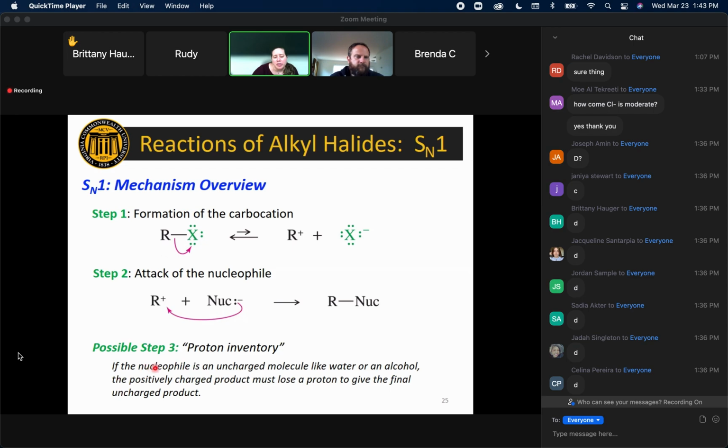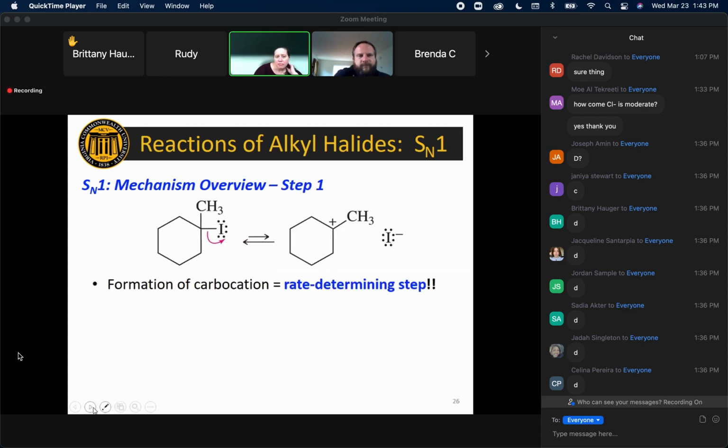We have a possible third step, which accounts for any protons that we need to take care of, and I'll show you guys in more detail what I mean by that. So these arrows represent the flow of electrons, and I'm going to go through each step a little bit more explicitly now and make sure we're thinking about all the considerations we need to. So here's an example problem, step 1 of an SN1 reaction. First, we're going to form a carbocation. This is, of course, the rate determining step.